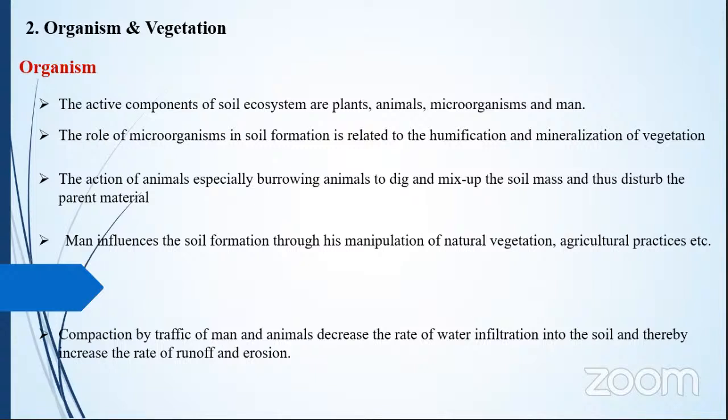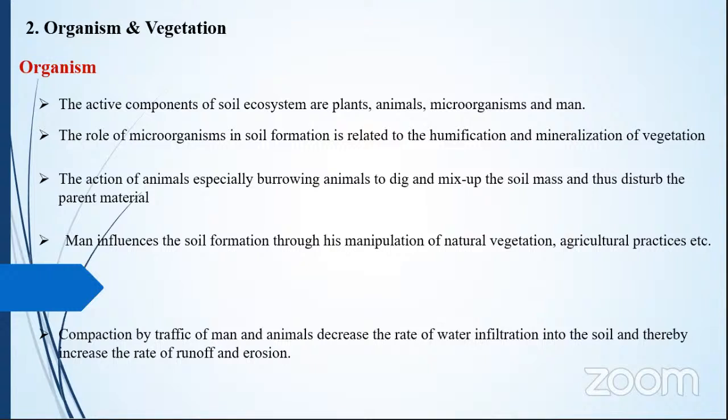Naturally, what is the role of microorganisms? They will do the humification. We will see specifically what humification is in the next class. Humification is the complete decomposition and mineralization of vegetation, and the action of animals, especially burrowing animals.